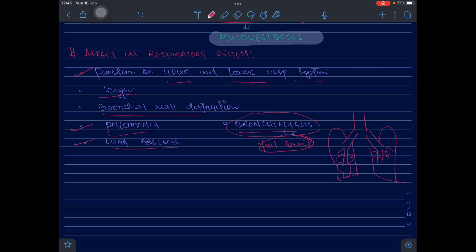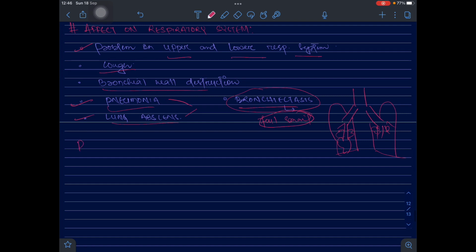So what is pneumonia and what is lung abscess? Many people tend to think that pneumonia and lung abscess are quite the same. Yeah, they appear to be quite similar, but there is a big difference. Pneumonia and abscess, when we look at these two, there are lots of differences.